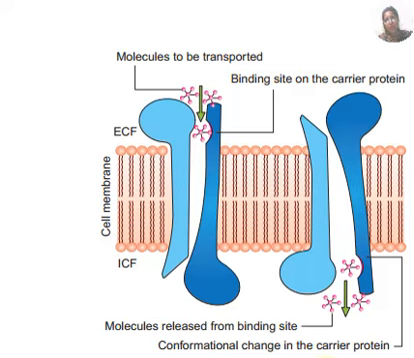There are many types of carrier proteins in the cell membrane, and each type has binding sites that are specific for particular substances. Among the most important substances that cross the membrane by facilitated diffusion are glucose and most of the amino acids.